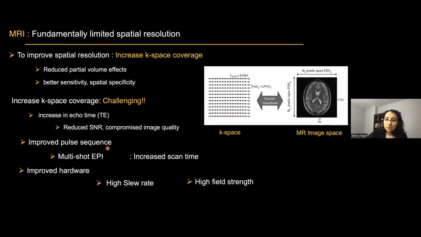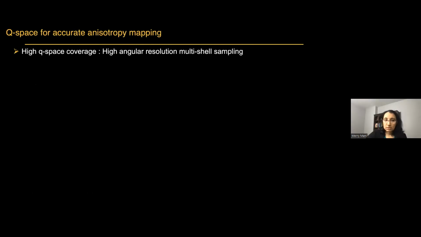So the solutions are, we can go for either improved pulse sequences or for improved hardware with high slew rates, or we have to rely on accelerated acquisitions that acquire only a few k-space points.